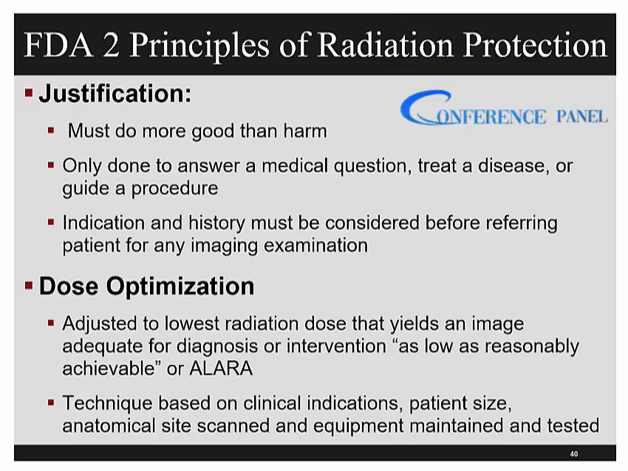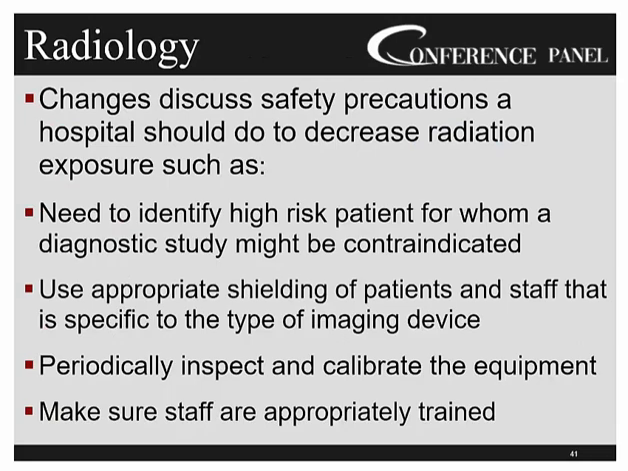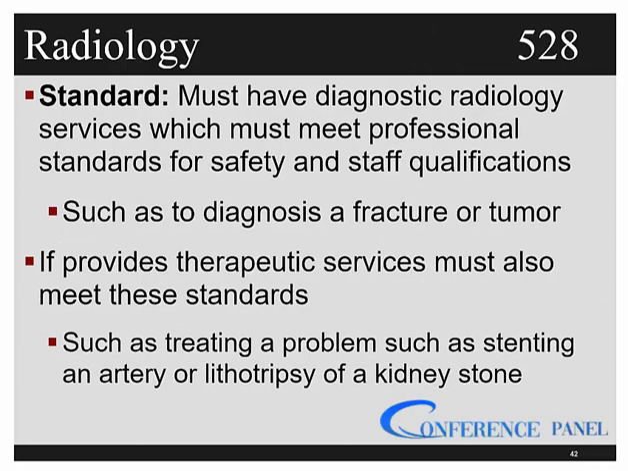The FDA did put out 2 principles to help with radiation protection. In other words, you have to justify it, what we mentioned before. Another principle was dose optimization. As far as the radiology section in the conditions of participation, it did talk about changes to safety precautions that really a hospital should do to decrease that exposure. As far as the standard, and this is the first tag number, this one had 28 deficiencies identified.